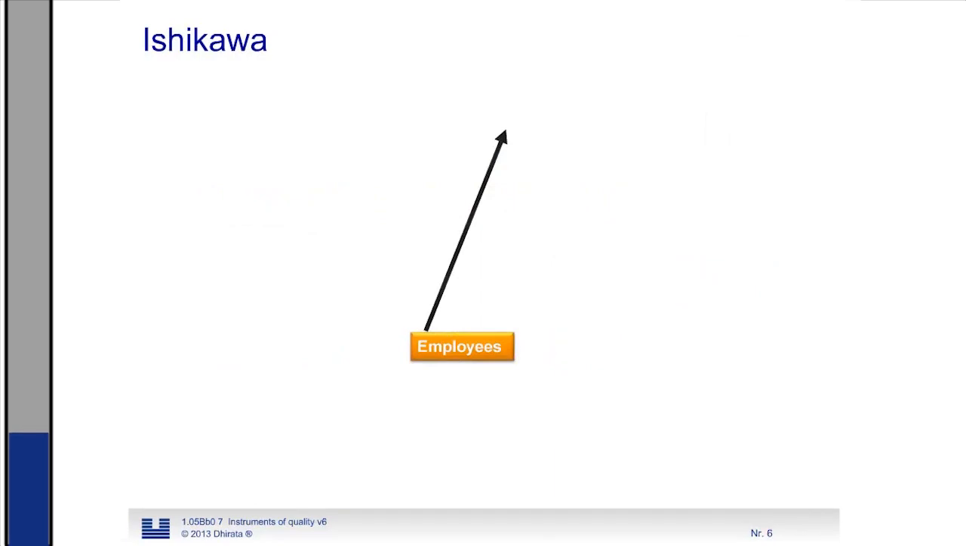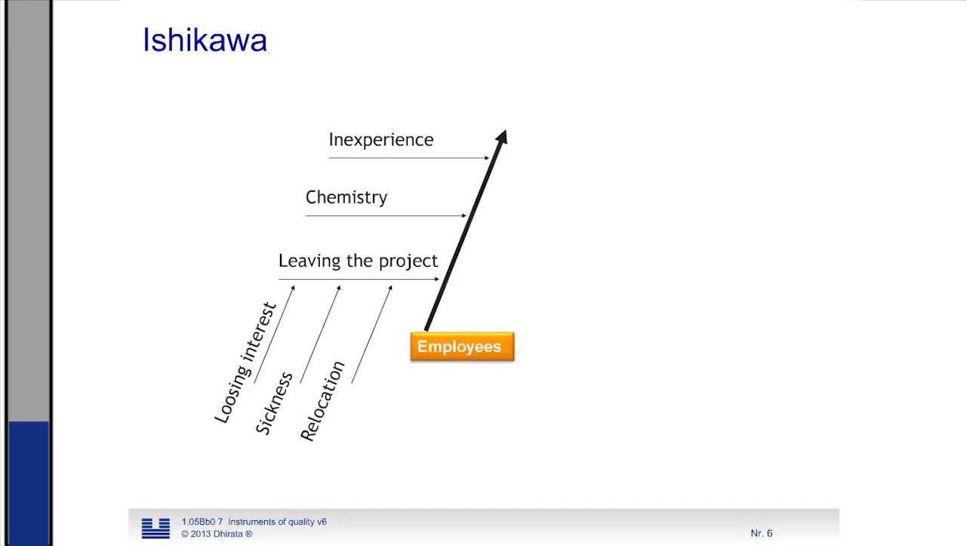In this example, I have broken down one of the legs of the fishbone. The example I use is the leg of the employees. I have broken it down into 3 main branches: inexperience, chemistry, leaving the project. And leaving the project, we have broken it down even into more detail. The lowest level of the fishbone diagram, we call them leaves.